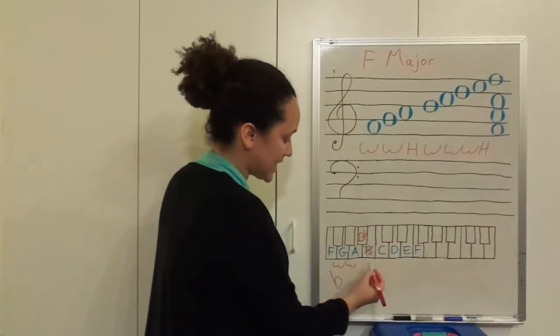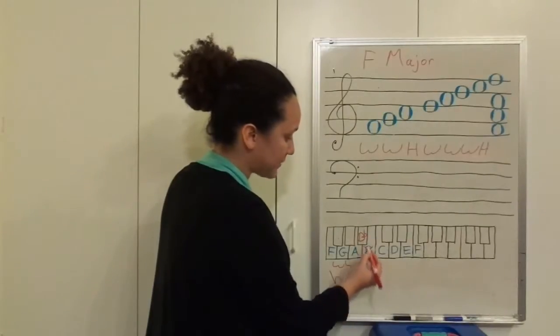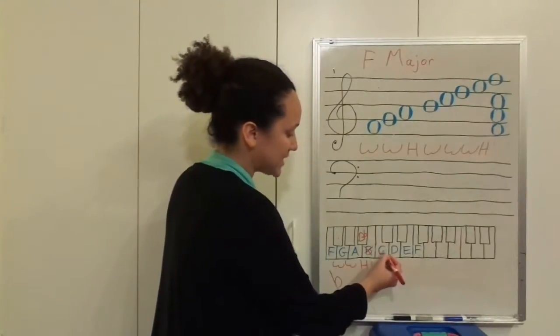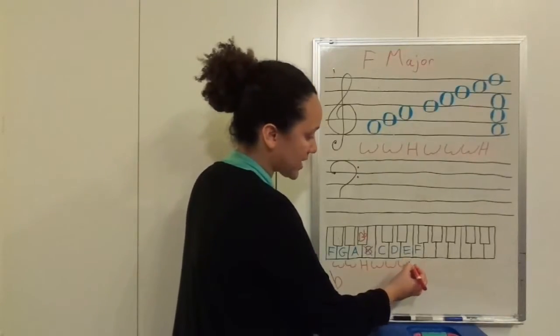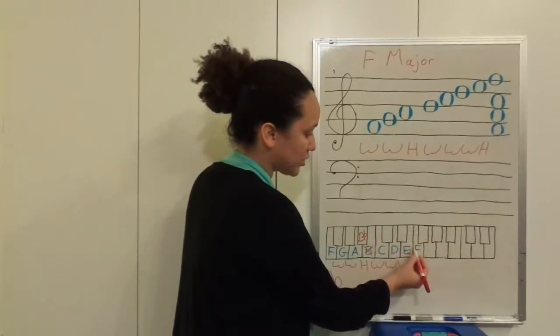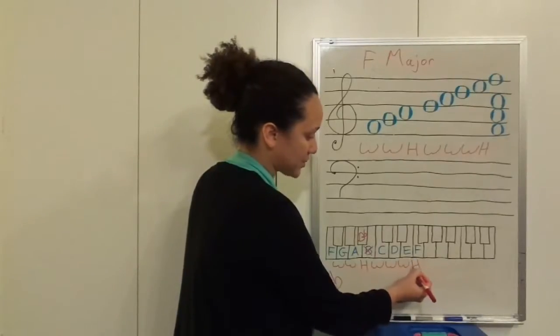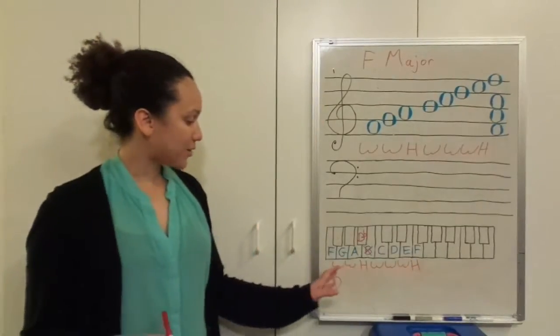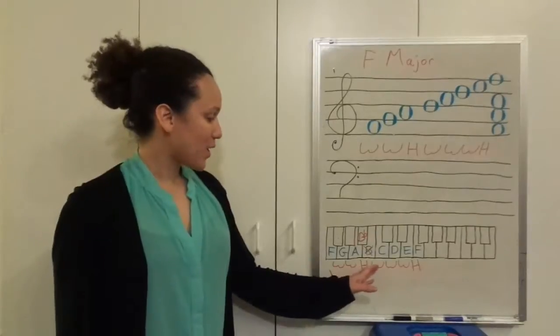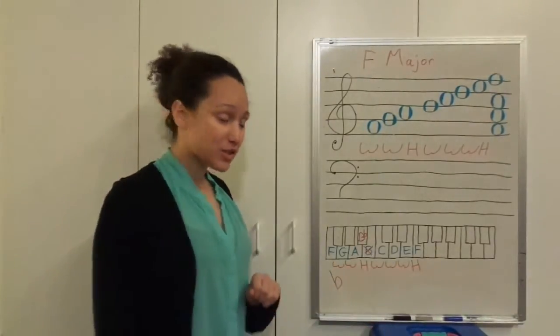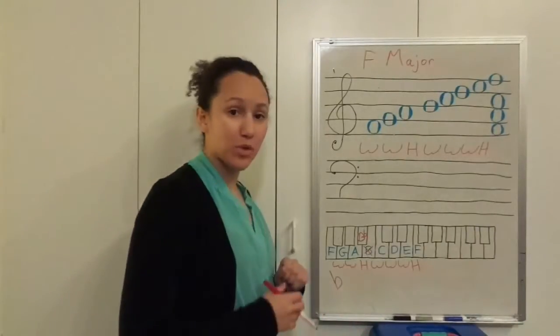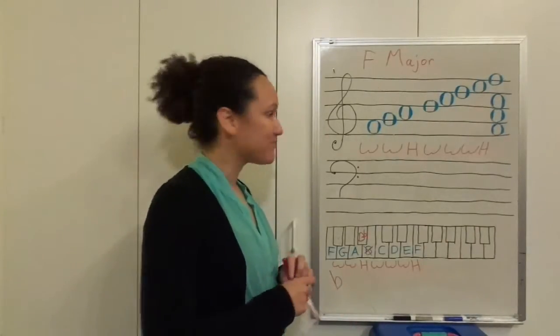B flat to C is a whole step. C to D is a whole step. D to E, whole step. And finally E to F, there's no note in between, so it's a half step. So now we have the pattern. Whole step, whole step, half step. Always practice drawing your flats a few times before you put them in on your paper.